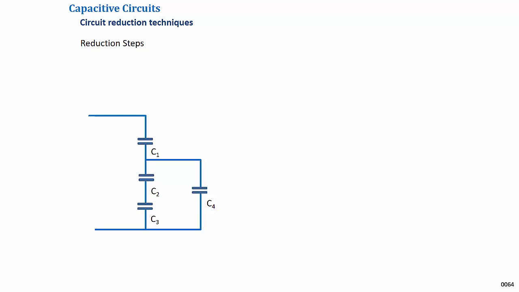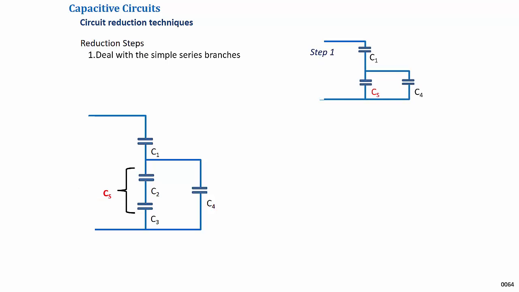Complex capacitive networks will normally have capacitors in both series and parallel, and whilst it may not always be necessary, sometimes the only way to fully analyze a circuit is to reduce it to a single element. There are 3 key reduction steps. First, deal with the simple series branches. In this case, there is just one set of series elements, CS. This reduces the circuit as shown in step 1.